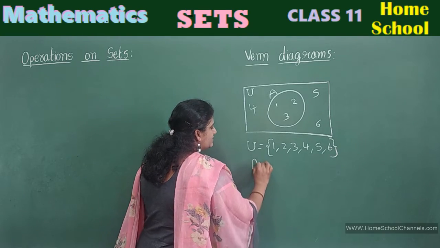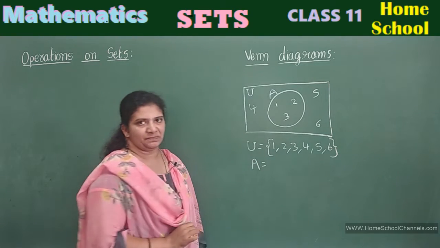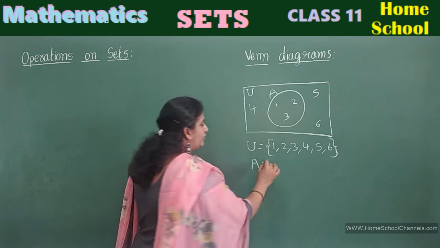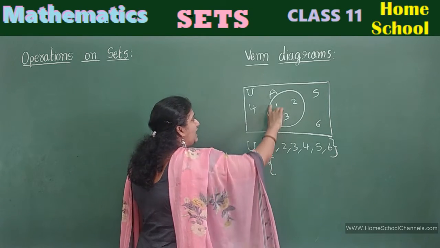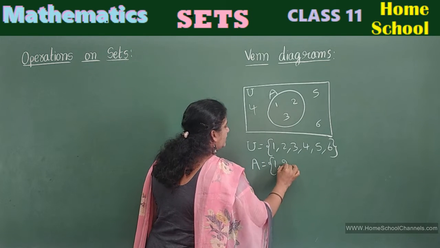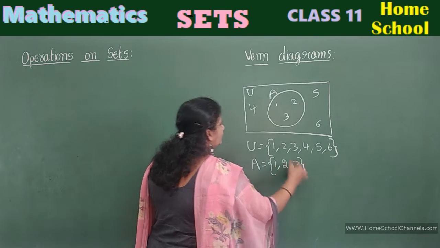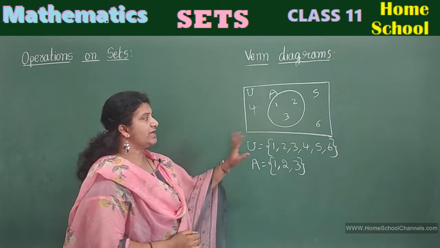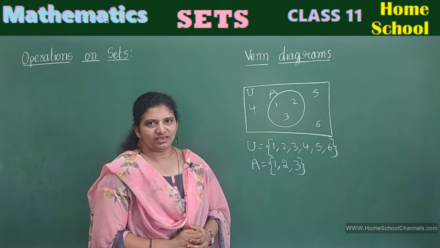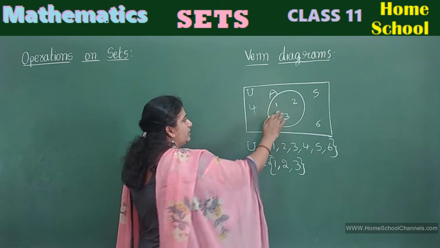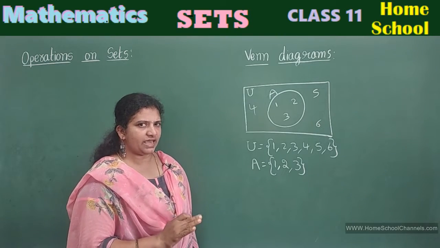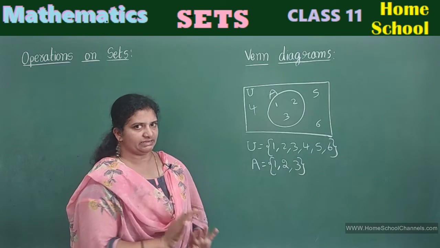Now, if I consider a subset A, what are all the elements of A? We are going to say only the elements inside the circle. That is 1, 2, 3. 4, 5, 6 do not belong to set A. Now, this is a subset of the universal set. All the subsets can be represented by using circles.